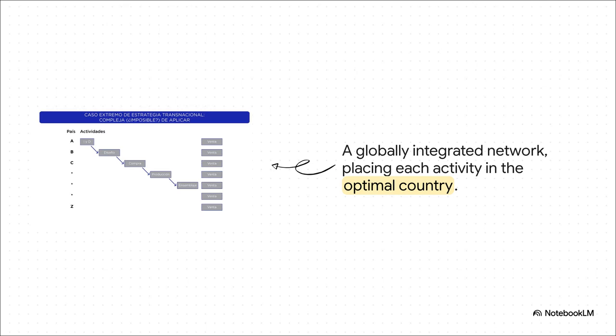You'll notice this diagram looks totally different from the others. It's not about centralizing or duplicating. It's about creating a globally integrated network. R&D might be in Silicon Valley because that's where the talent is. Design could be in Milan, manufacturing in Vietnam for cost, and customer service in the Philippines. You put each piece of the puzzle in the absolute best place for it, anywhere in the world.